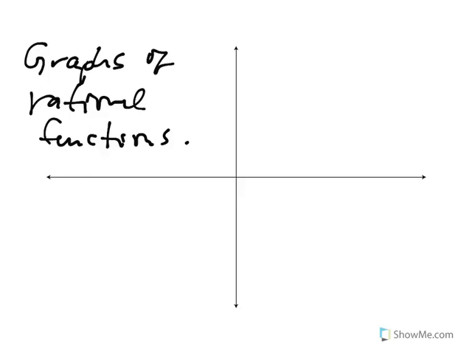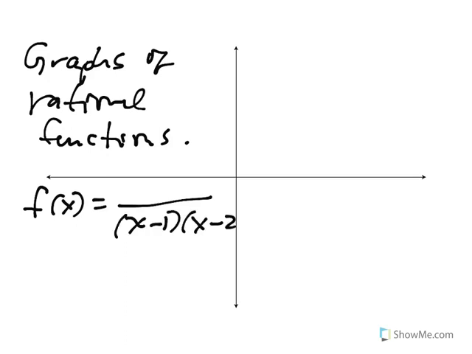A rational function is something like this. It's a function where in the denominator there are some x's, maybe something like this. In the numerator there can be x's also. And graphing a rational function can be kind of complicated, so I want to take you through certain patterns that happen when we're trying to graph rational functions.